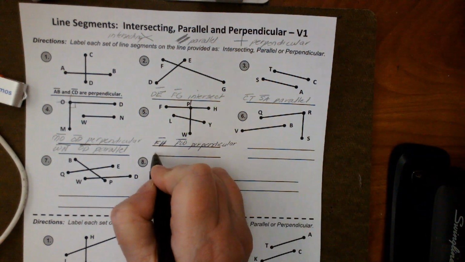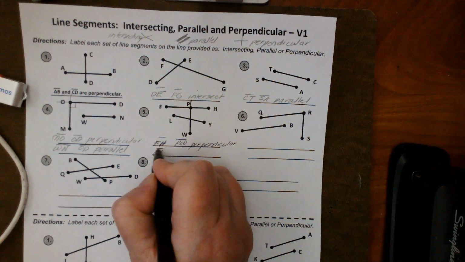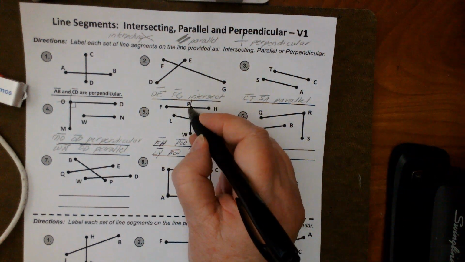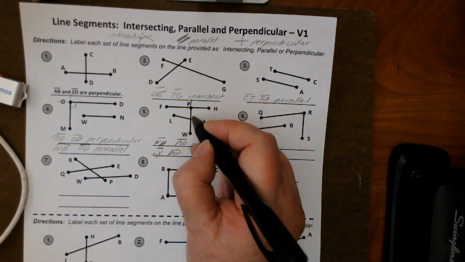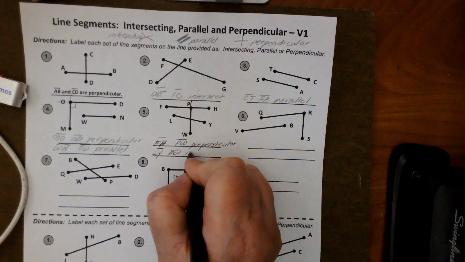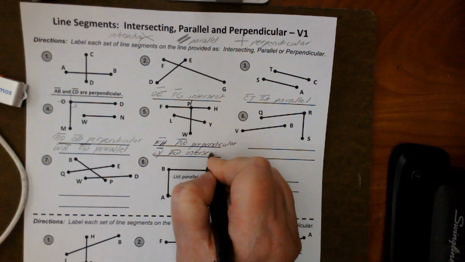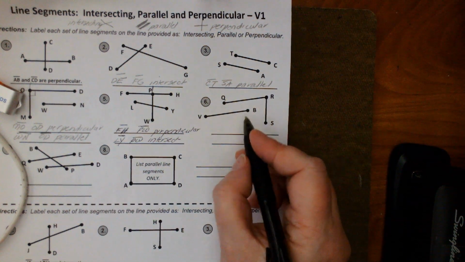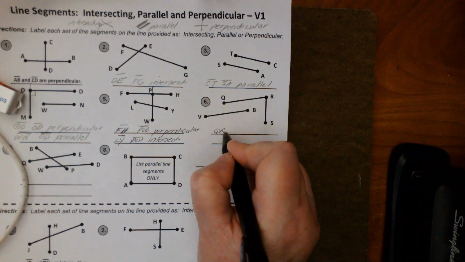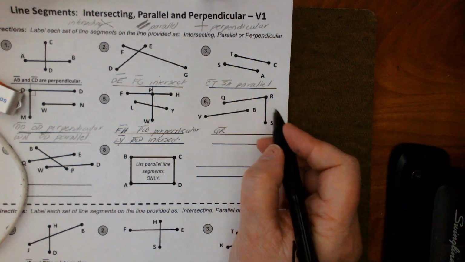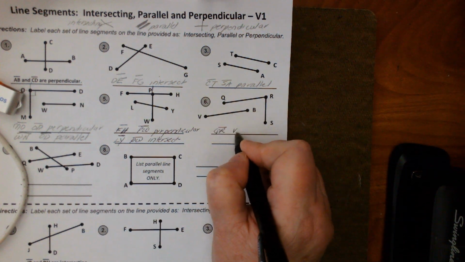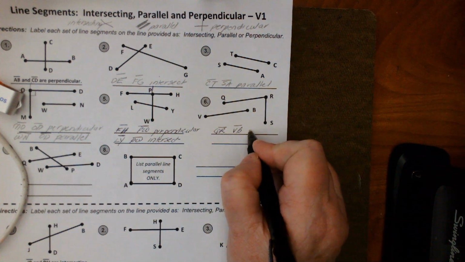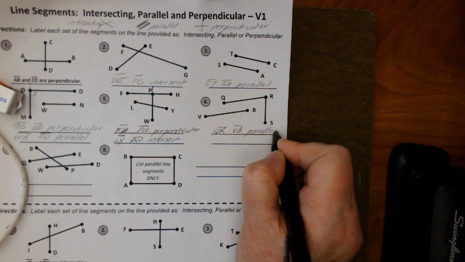Then we have LY, line segment, and we have PW, line segment. So we have PW and LY. These aren't perpendicular, they intersect. Okay? Then we have QR, line segment, and then we have VB, which is a line segment. Those have the same slope, so they're parallel.